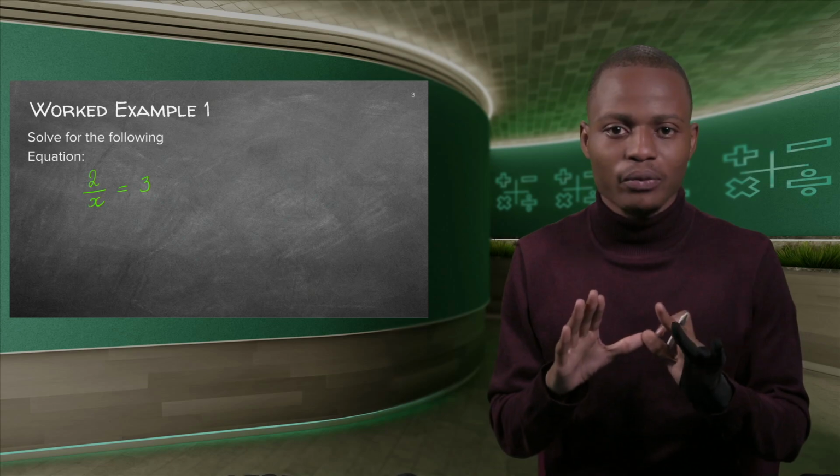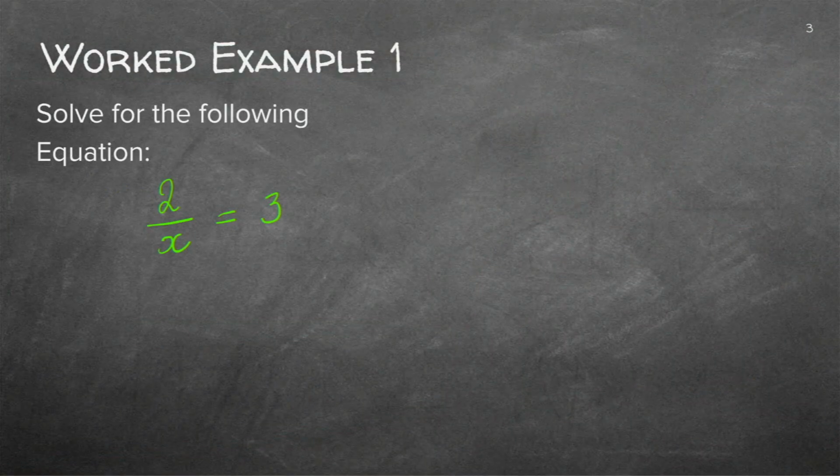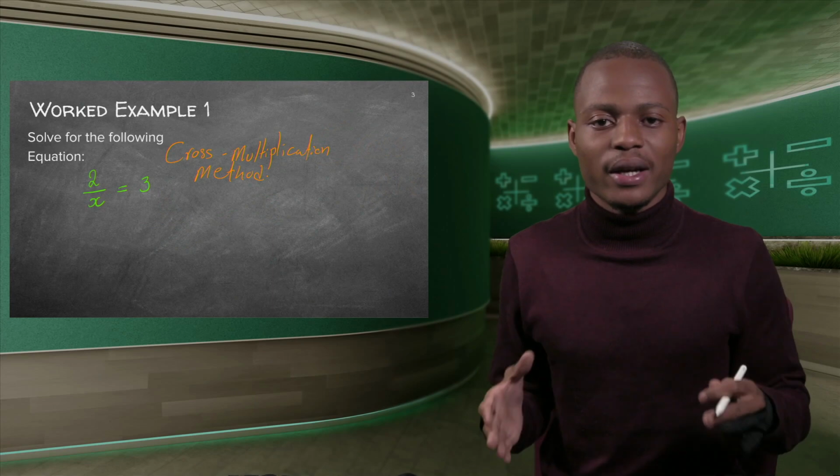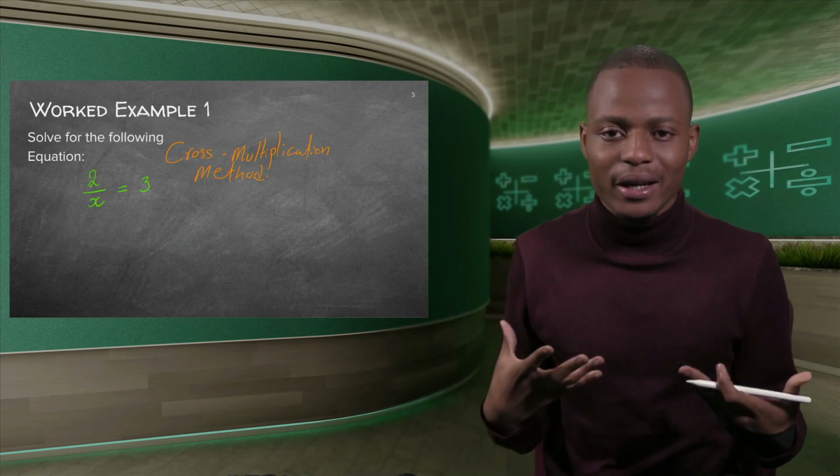If you don't have brackets, you need to find another way of working around these problems. The rule that we use mostly here is what we call, let me write it in orange, the cross multiplication method. This is one of the rules which is widely used in working with linear equations.